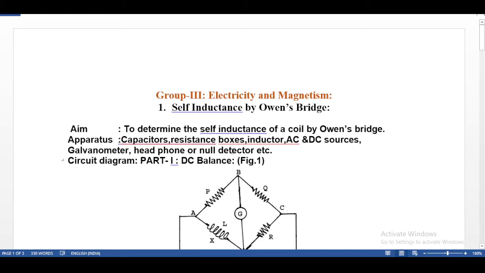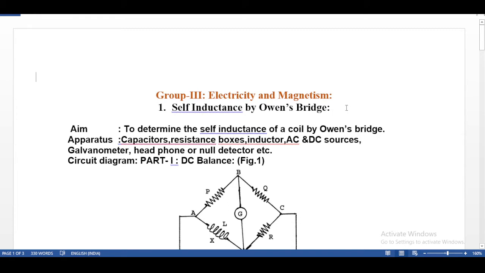Hello students, today we learn one new experiment from group number 3, electricity and magnetism. In this group, the first practical is of self-inductance by Owen's bridge.